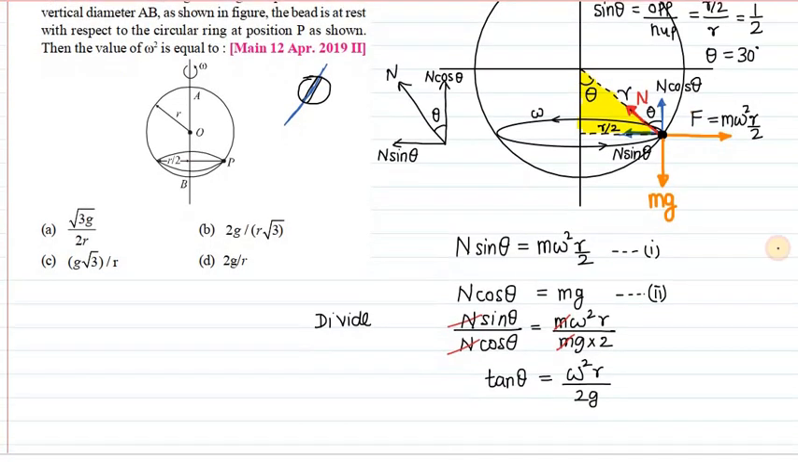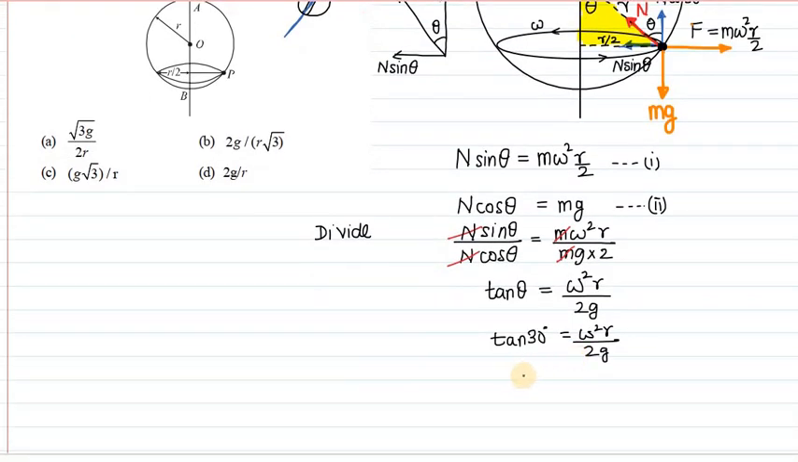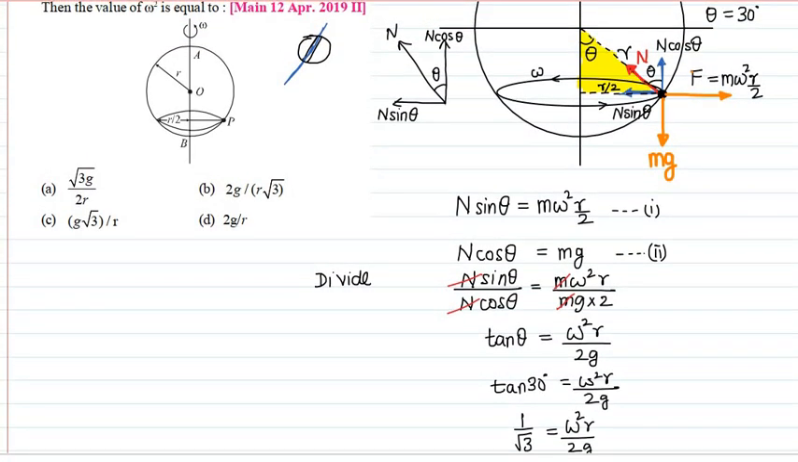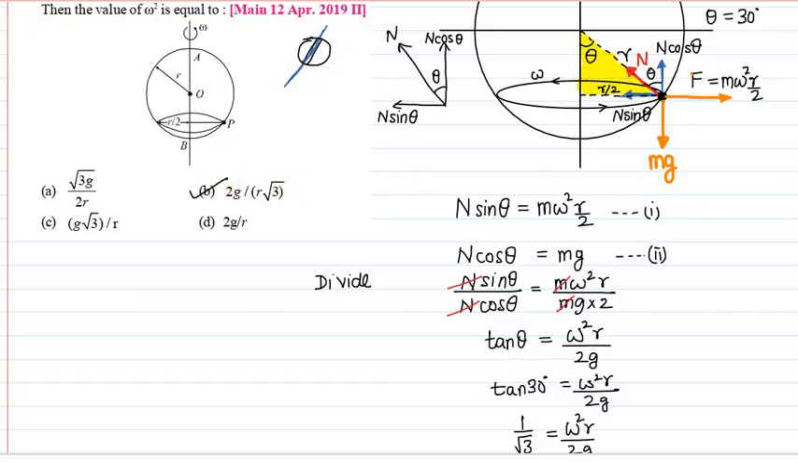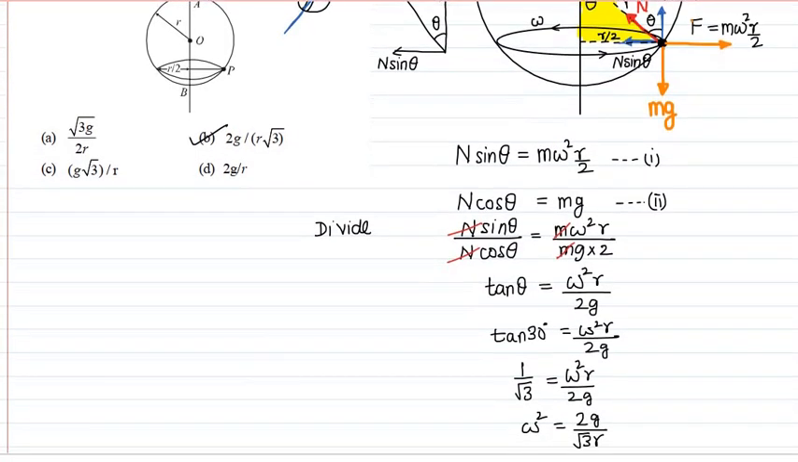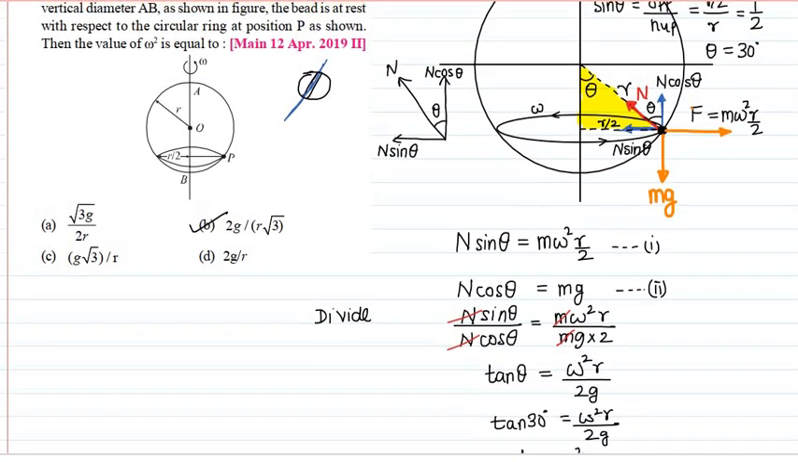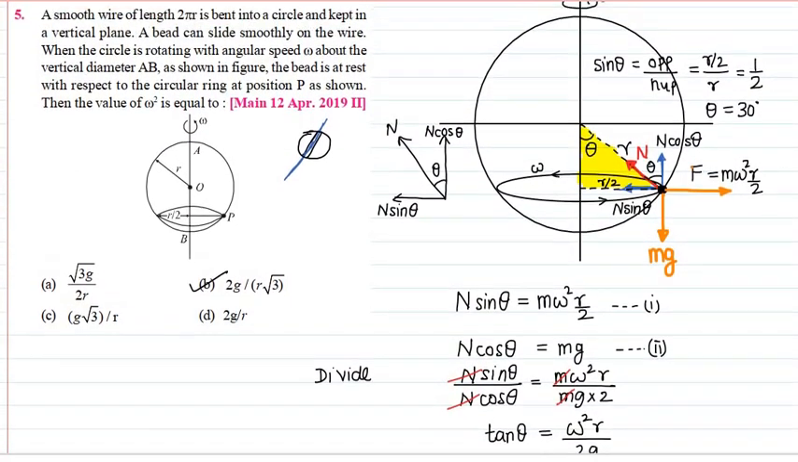So coming back, we write tan 30 degrees equal to omega square r by 2g. The value of tan 30 is 1 by root 3. So 1 by root 3 is equal to omega square r by 2g. Therefore, omega square is equal to 2g by root 3 r, which is option B. B is the answer, 2g by root 3 r, the value of omega square asked in the question. I hope it is clear. Thank you.